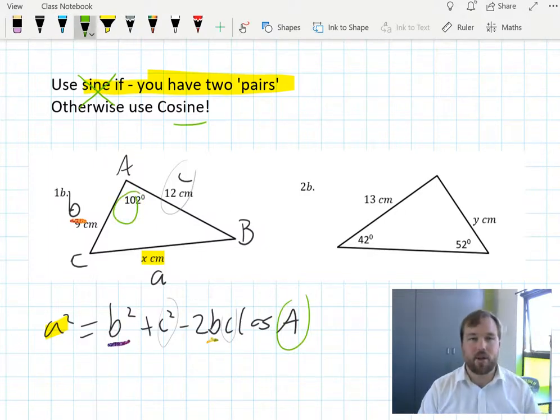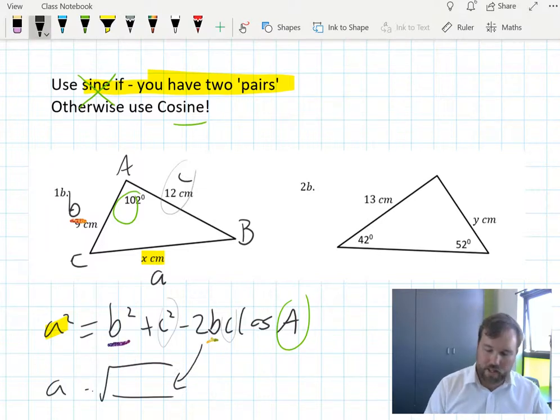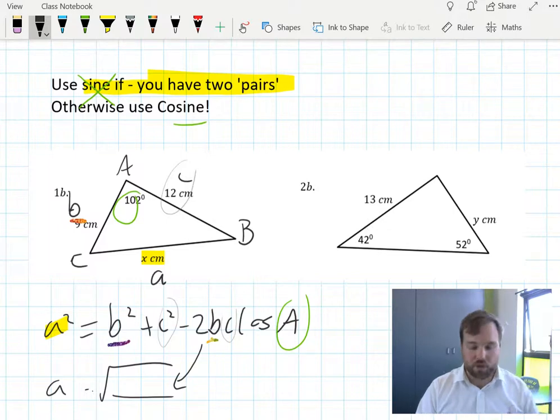So we should be able to substitute every value in, and then the last step, remember, you'll get a squared equals a number, and you've got to remember to square root whatever number comes in there. The important thing is, I'm not showing you how to do the calculations now. That's done in previous videos, but just when to use which.